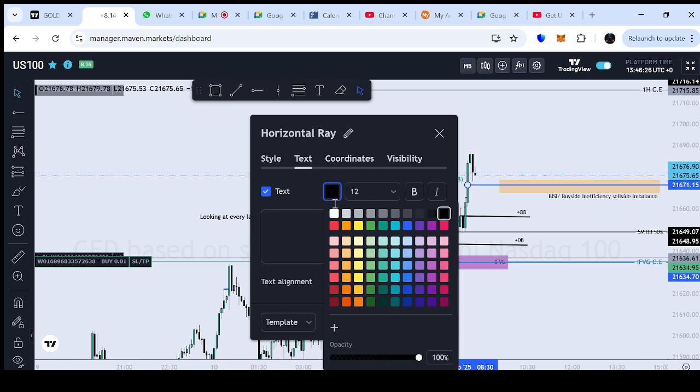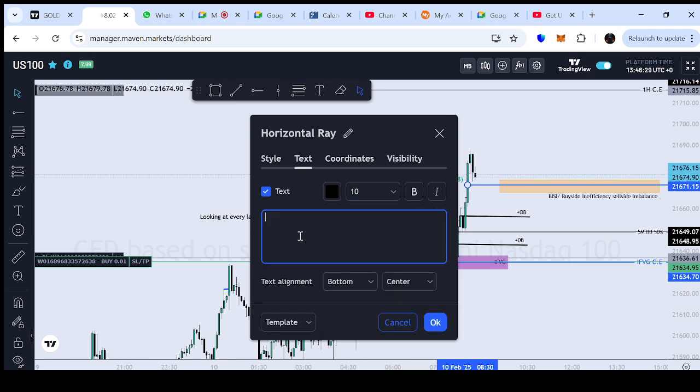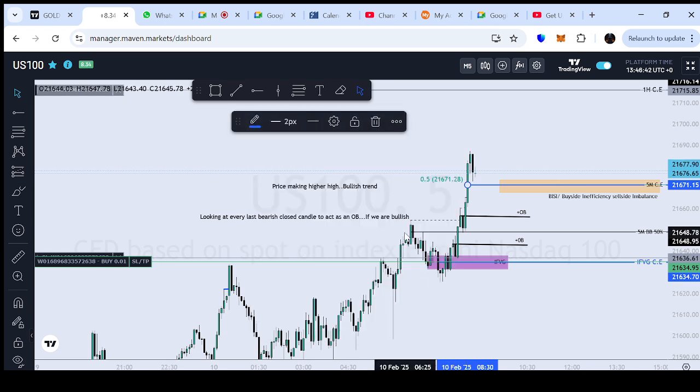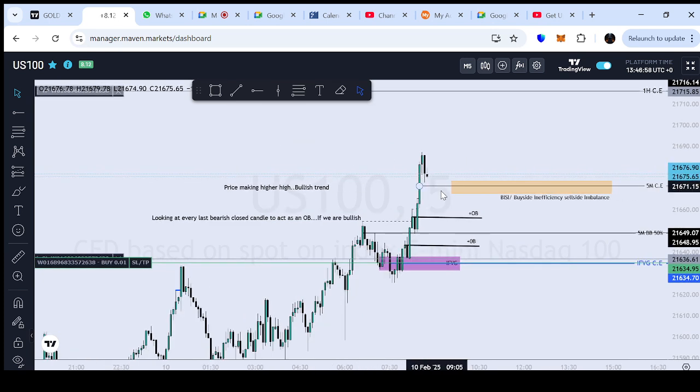Now you can change the color and the size of the consequent encroachment. You can decide to put it at the middle, then move it to the right side. You can now remove your Fibonacci. If you decide to change the color of the line, you click on it, then you can change the color here. The size of the line, you can change it here.